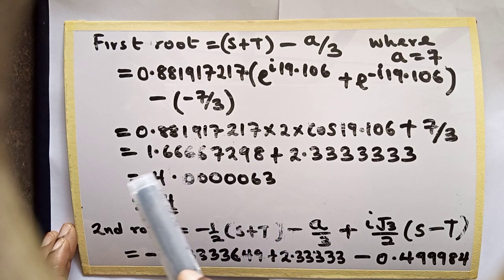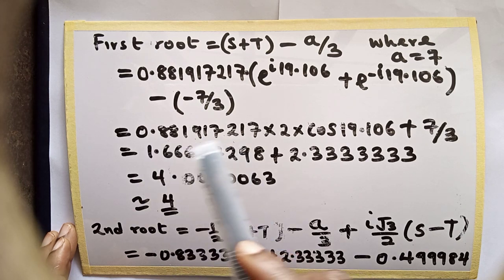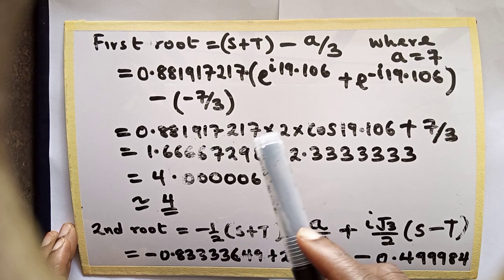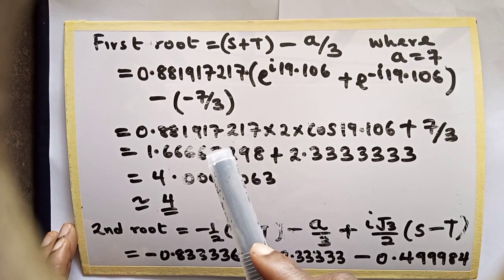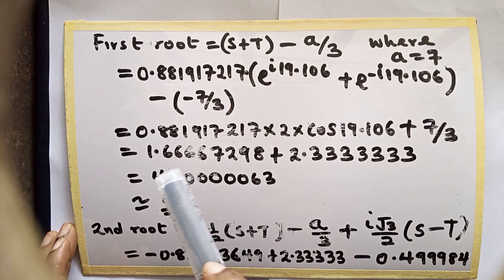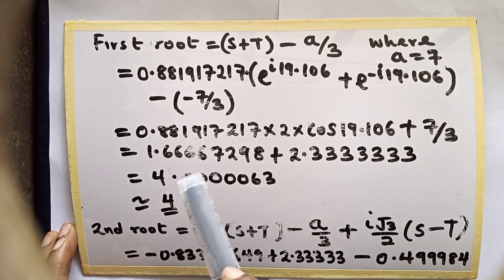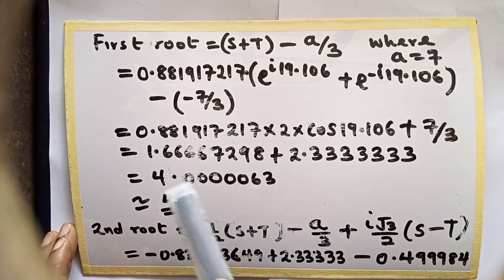So if you recall what I said earlier, if we don't express it in higher decimal places, up to 7 or 8 decimals, our answer might not be too correct. But in this case, you can see our final answer is 4.0000, which tells us that the answer is exactly 4.